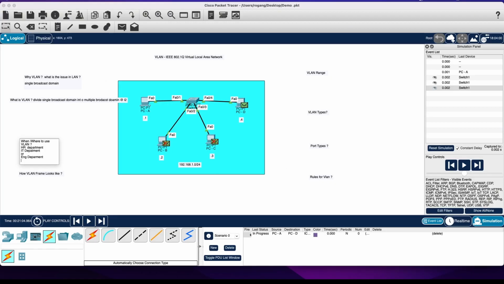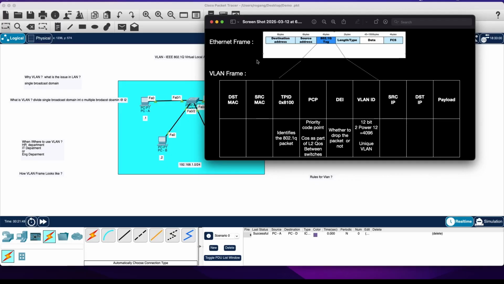So now that we have understood why, what, and when and where to use VLANs, let's understand the frames of 802.1Q. I have an example right here. I'm going to show it to you. As you can see, we have the Ethernet frame and the VLAN frame right here, and we will be concentrating on the specific 802.1Q tag, which is 4 bytes in length, and we will be specifically seeing TPID, PCP, DEI, and VLAN ID in this topic. So meaning that the TPID.